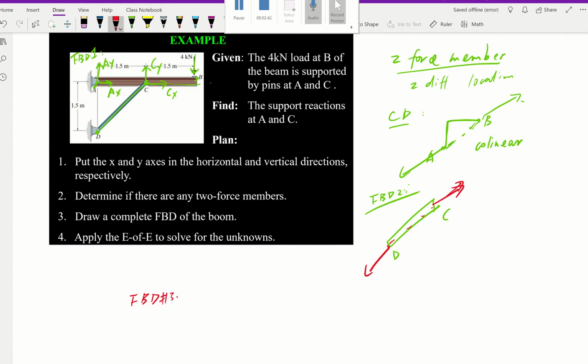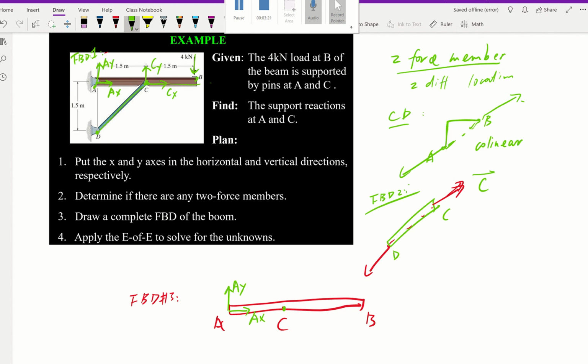So FBD number 3 is I'm going to redraw this beam A, C, B. Remember at FBD number 1, we drew on our first attempt, we have 4 unknowns. Now let's see if we can just have 3. We have AX, AY, because it's a pinned support. However, at C here, it's different now because we know CD is a two force member. And also, Newton's law. So if we're going to call this, it's going to be the force at C.